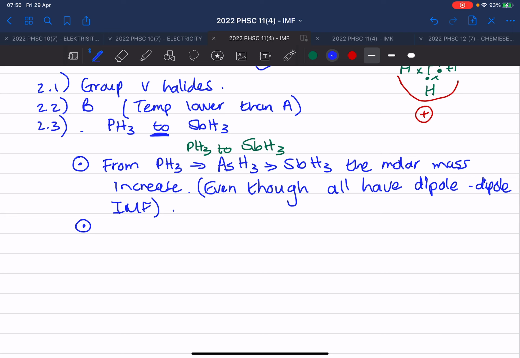Okay, but go to your notes. What's the second bullet point that you must say? Yes, what about the strength of the intermolecular forces? How will that change if the molar mass increases? Yes, so you say from that to that, the strength of the intermolecular forces increase.